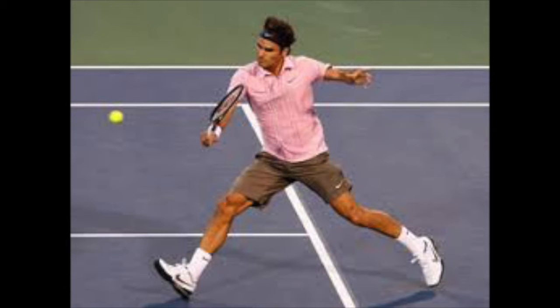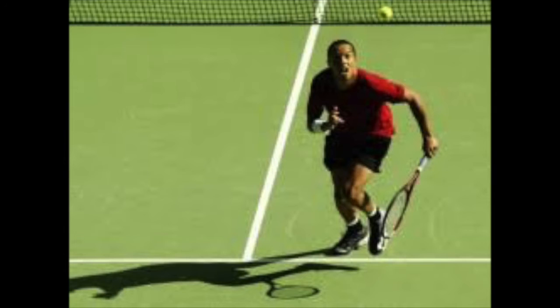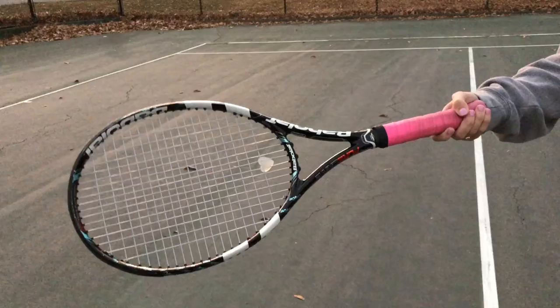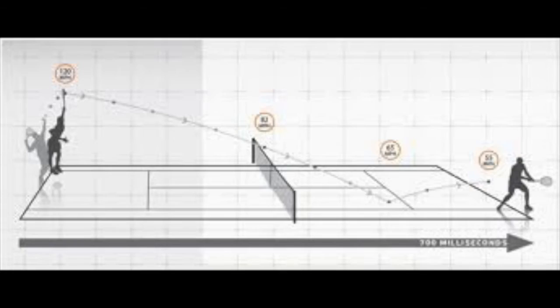When the player opens the racket head up, it creates the angle that the ball needs to go higher in the air, and therefore if the opponent is at the net, it will go over their head and still land in the court. This concept is closely related, if not the same, as projectile motion.